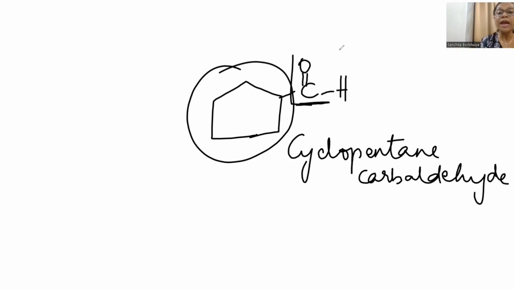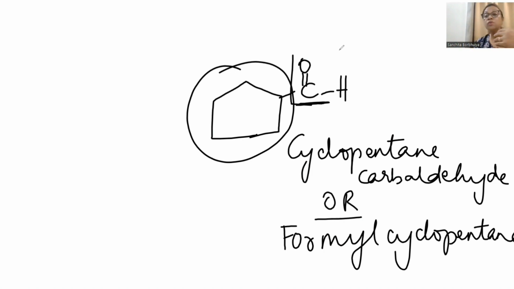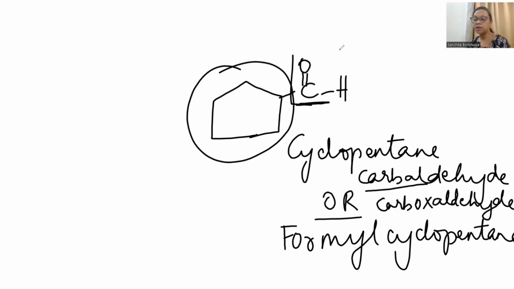There is another name which can be given to this compound, and it is also called formyl cyclopentane. The CHO group is called the formyl. So this is formyl cyclopentane. Or it can also be called cyclopentane carboxaldehyde. Instead of writing carbaldehyde, you can write carboxaldehyde. That's also one way of nomenclature which I've just found from the literature. So this is cyclopentane carboxaldehyde. Cyclic aldehydes have been taught to you.